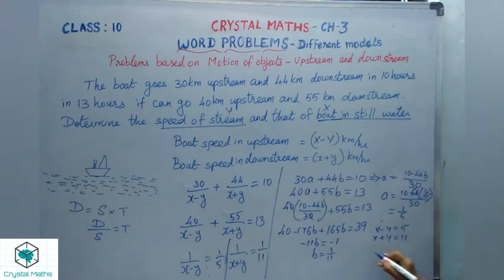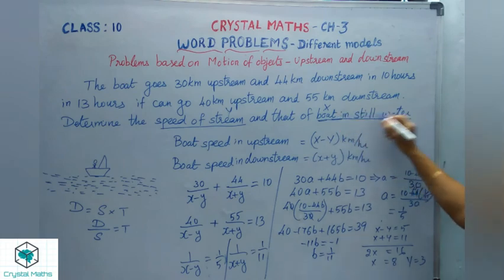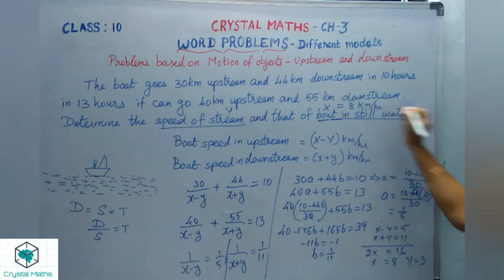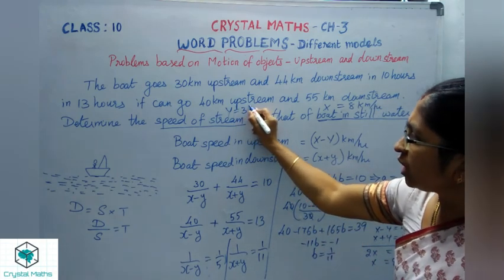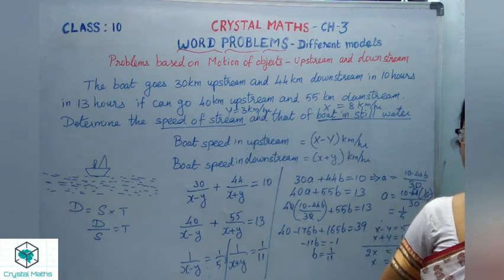After simplification, using the normal elimination method, we will get 2x equal to 16 and x is equal to 8. X is 8 means y is nothing but 3. So x is 8 means the speed of the boat in still water equals 8 kilometers per hour, whereas the speed of the stream equals 3 kilometers per hour. It's the answer for this problem. Thank you.